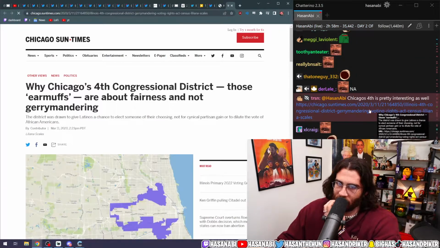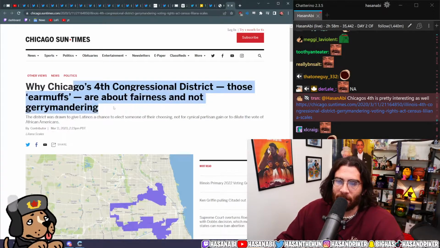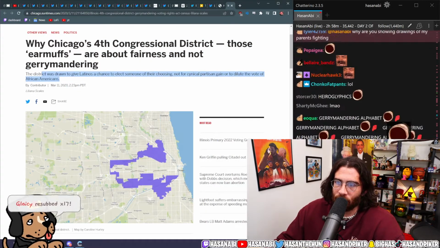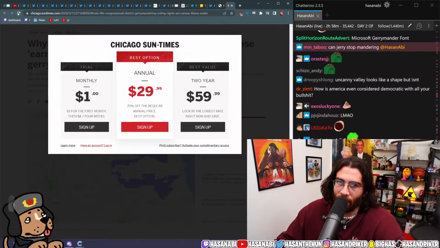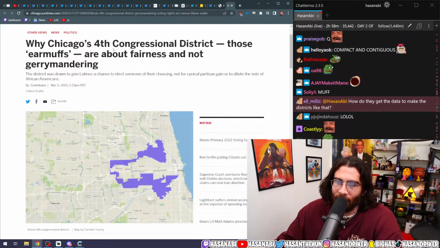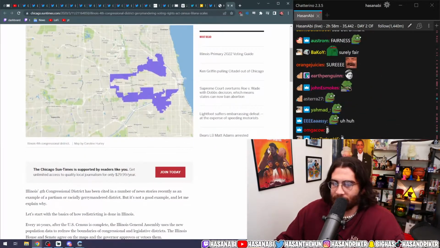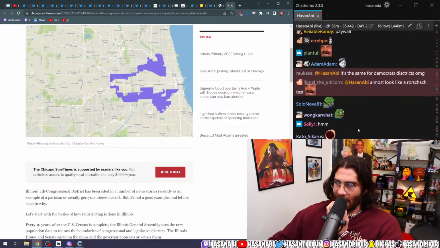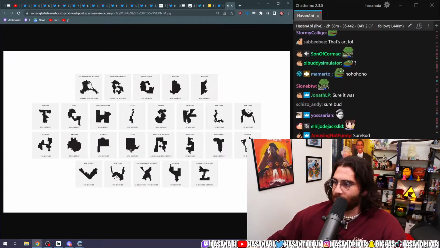Chicago's 4th is pretty interesting as well. Why Chicago's 4th congressional district, those earmuffs, are about fairness and not gerrymandering. The district was drawn to give Latinos a chance to elect someone of their choosing, not for cynical partisan gain or to dilute the vote of African Americans. Yeah, racist ass shapes, brother.